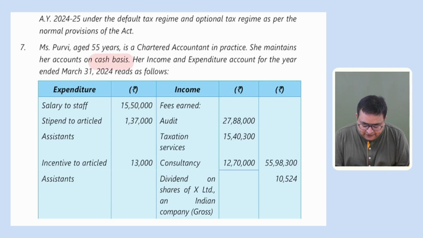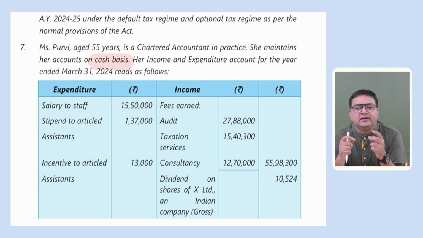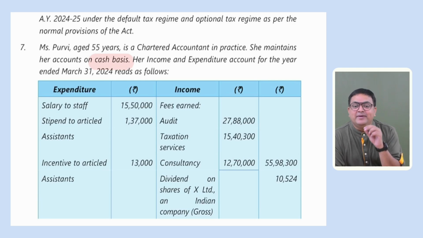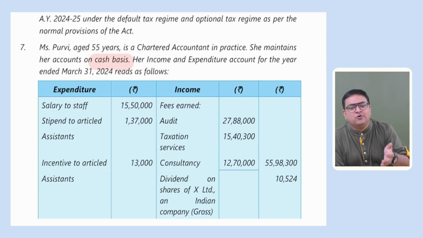See, if the question is silent, they do not tell you by which method the assessee is maintaining their accounts, we always presume that they are maintaining their accounts on accrual basis. Accrual basis is also known by different names: due basis or mercantile system of accounting. So if the question is silent, we always assume it is on mercantile basis. But if it is specifically mentioned that the assessee is maintaining their books of accounts on cash basis, then we have to allow all our expenses on cash basis.